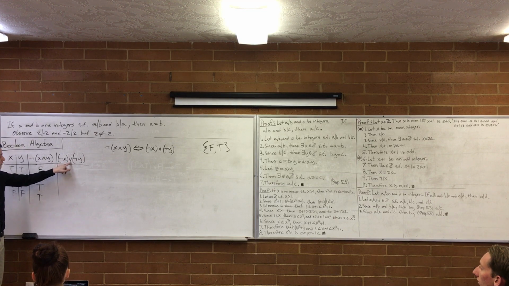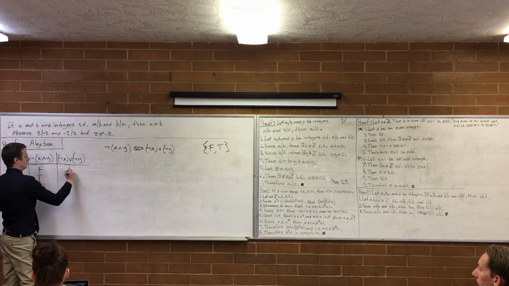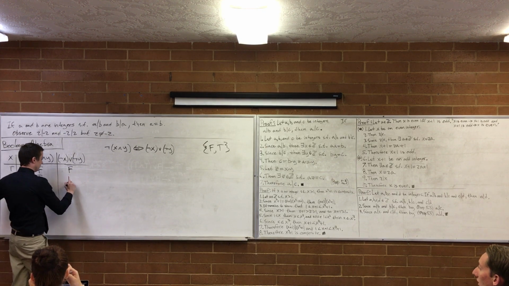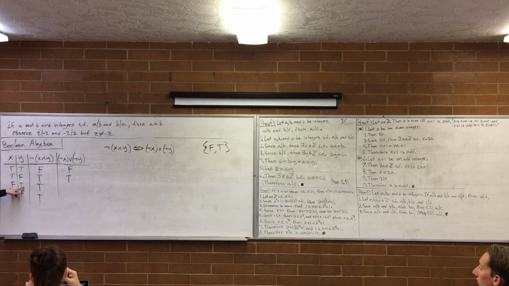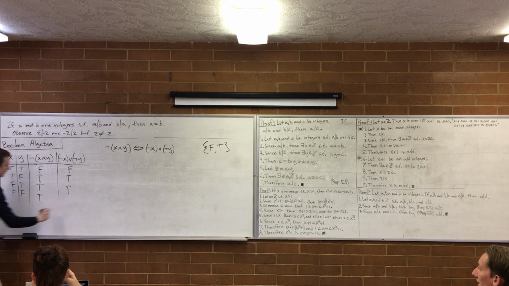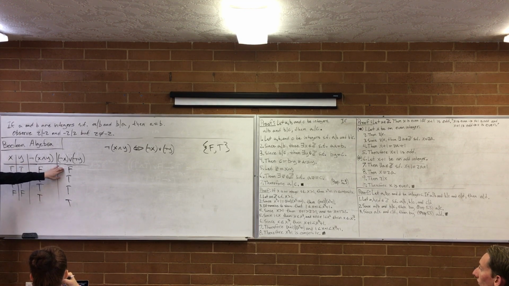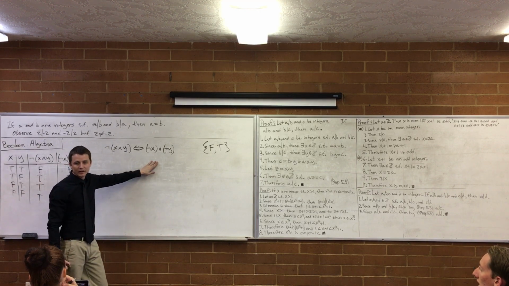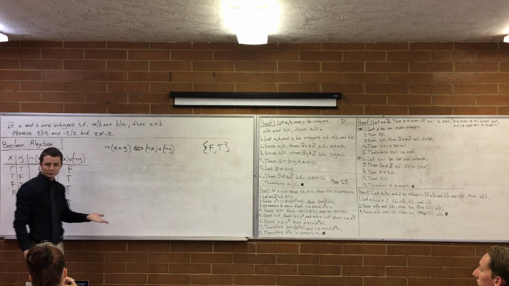So, false or false is false. Now in this case, false is true, true is true, true is true. And lo and behold, they get the exact same things in every combination. So no matter what values x and y you pick, these two things give the exact same value. That's what we mean by logically equivalent.